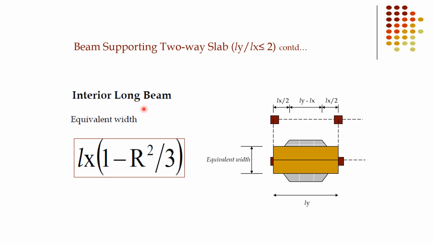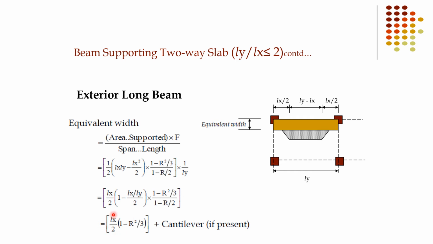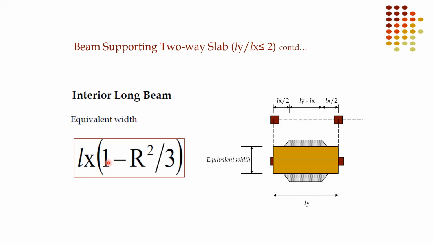For the interior long beam, you will just multiply with 2, because now it is for the interior long beam. This is for the exterior long beam, and to calculate for the interior long beam, you will just multiply with 2. Because this equivalent UDL will now be on both sides, on this side and on this side, for the interior beam. So just multiply with 2, so that is the equivalent width formula for the interior beam.